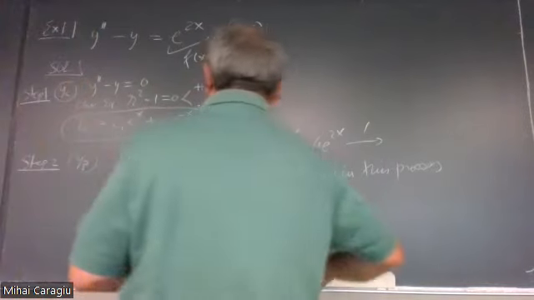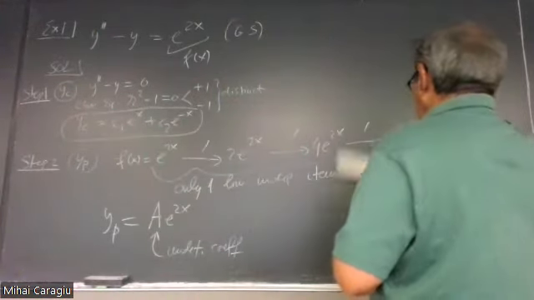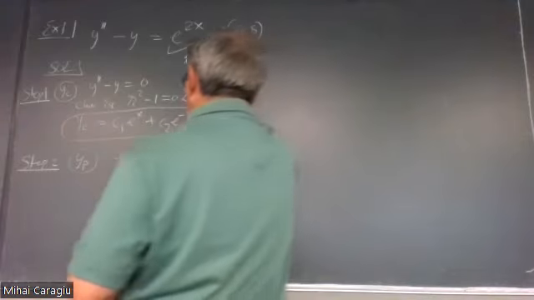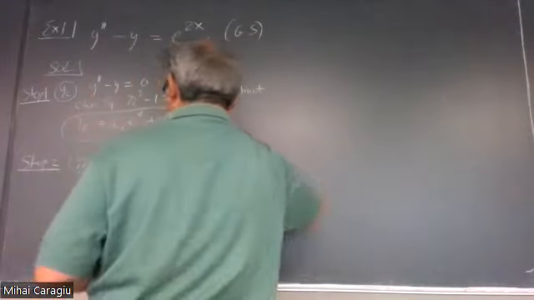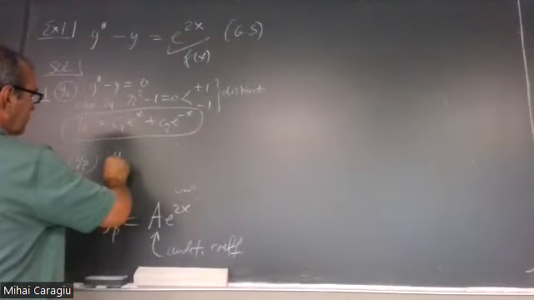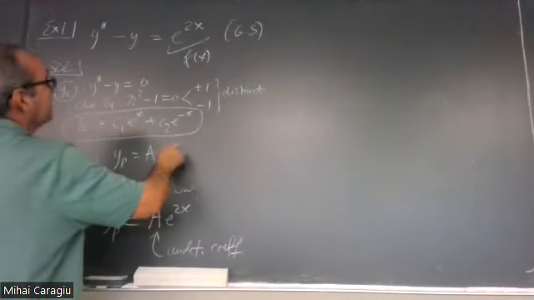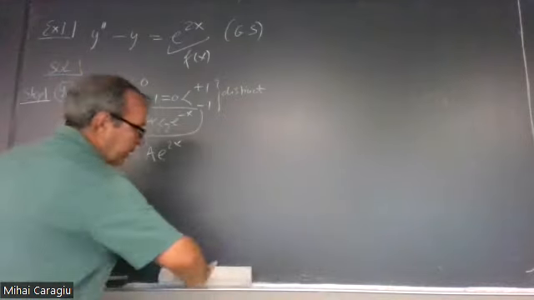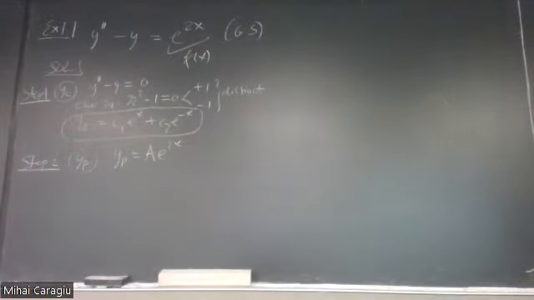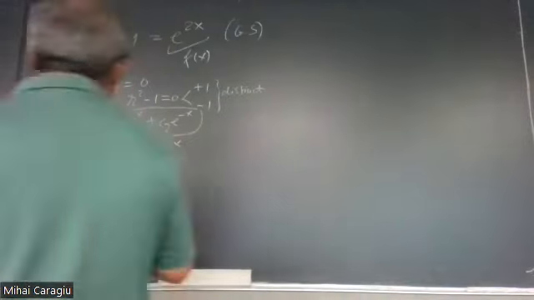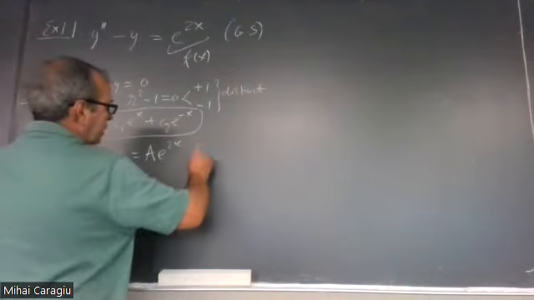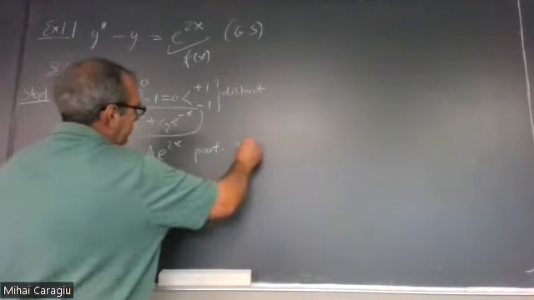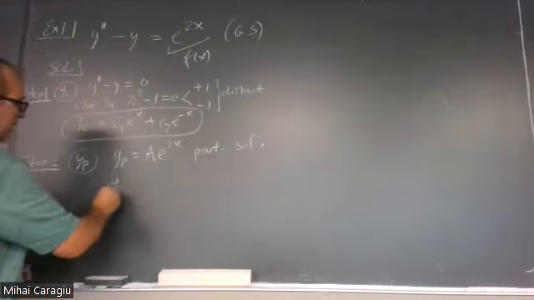Okay, so let's erase this stuff here. And now we know what y sub p we have to look for. So y sub p equals a e to the power 2x. What do we need for this y sub p? It must be a particular solution. So y sub p satisfies the equation.